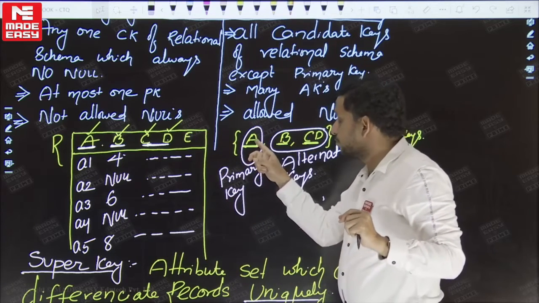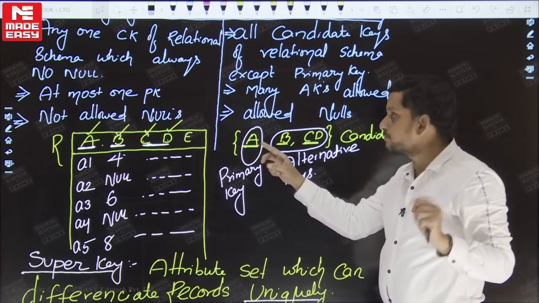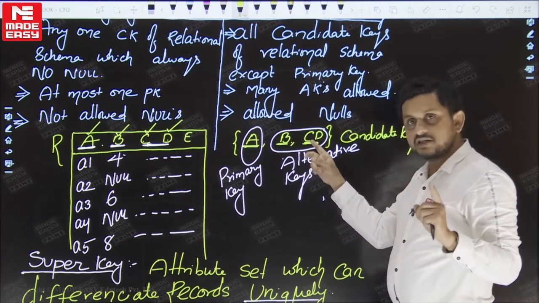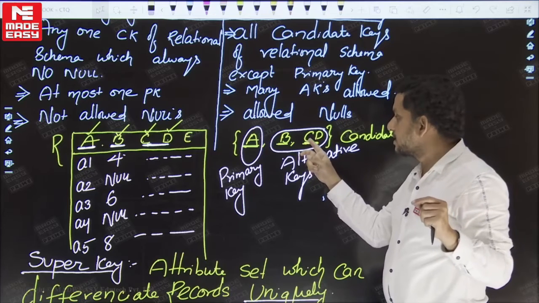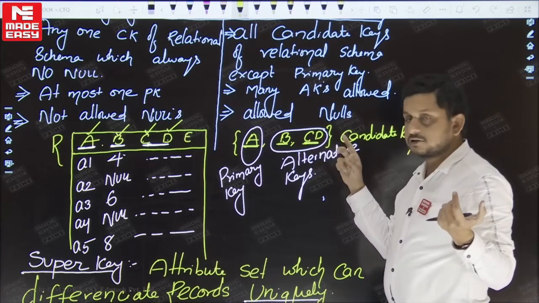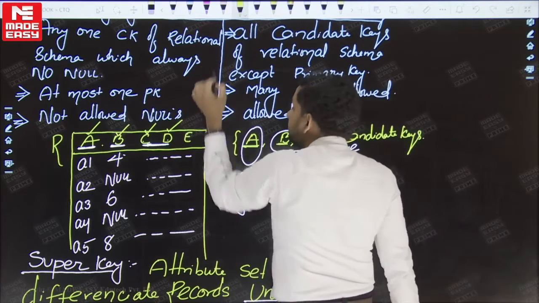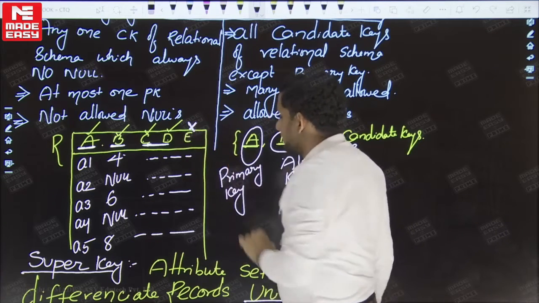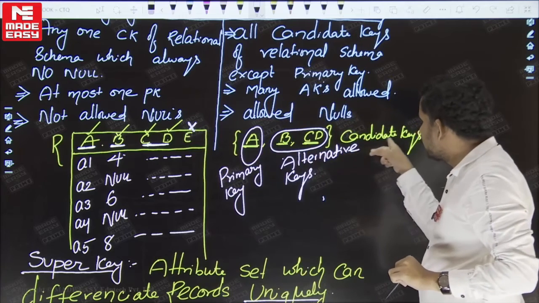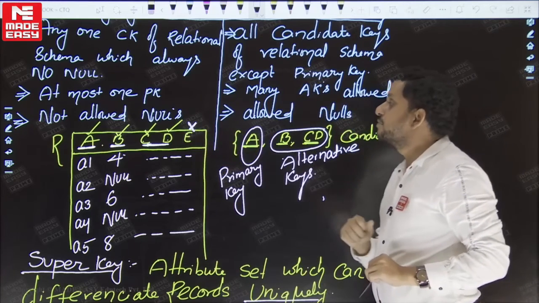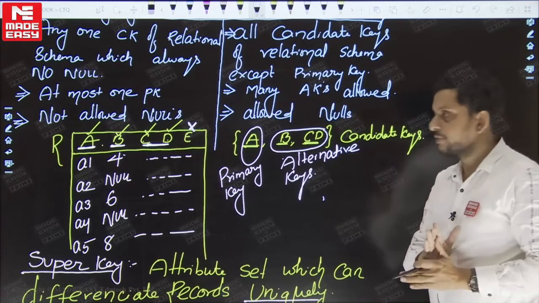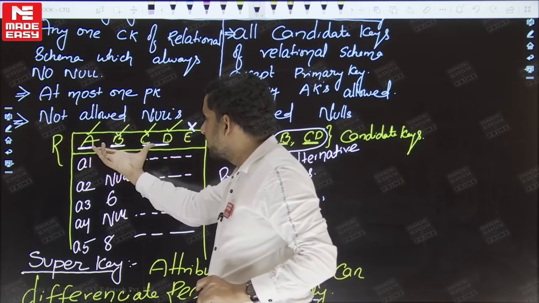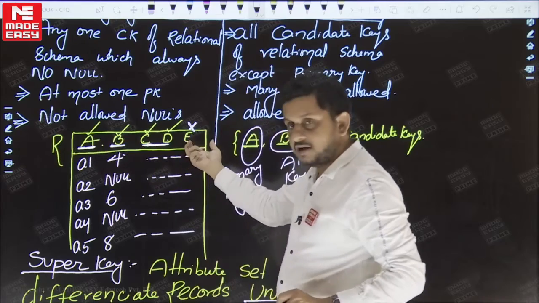An attribute which belongs to any one candidate key is called a prime attribute. So A is one of the candidate key attributes, A is prime. B is one of the candidate key attributes, for this example B is prime. C and D are also prime attributes because C also belongs to a candidate key and D also belongs to a candidate key. If you observe, E is an attribute not related to any candidate key of this relational schema. Such an attribute is called a non-prime attribute. So in this example, out of 5 attributes of the relational schema, these 4 are prime attributes and this is a non-prime attribute.